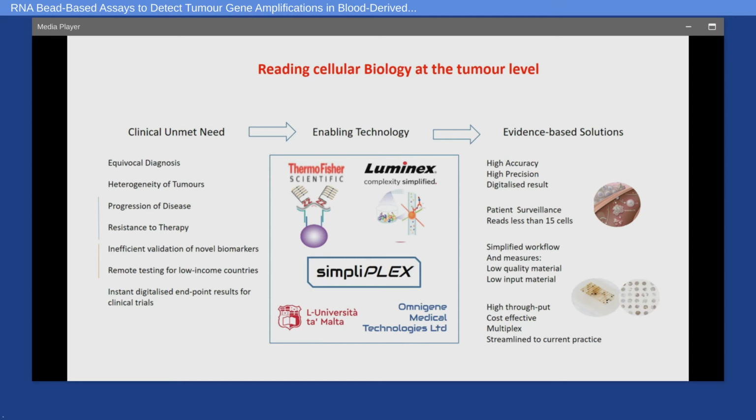Of course, we put together an enabling technology together with ThermoFisher and Luminex as enablers, and we go after high accuracy and precision. Most importantly, we are getting a digitalized result, which we can also use for patient surveillance, because we can read less than 15 cells. We can read exosomes now, as we know as well. We can measure markers in low quality material and low input from FFPE. So this is all done and tested.